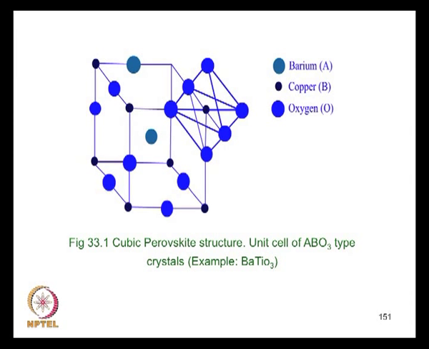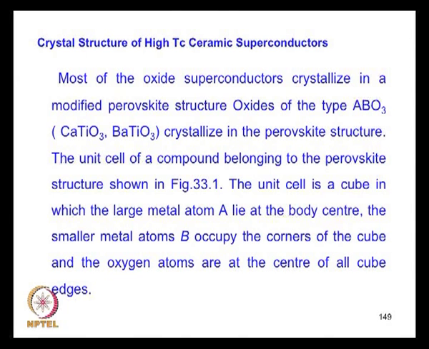So, the barium atoms are the big spheres, the A atoms, and the copper atoms are the B atoms, and the oxygens are at the middle of the edges. So, the barium atom sits at the body center, and the oxygens sit at the midpoints of the cube edges, and the copper atoms sit at the vertices of this cubic unit cell. So, that is the basic structure.